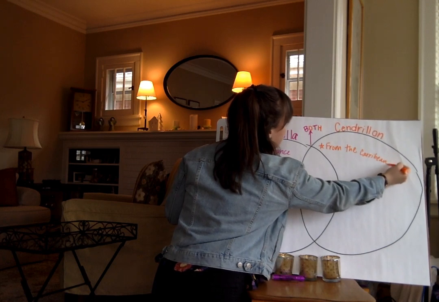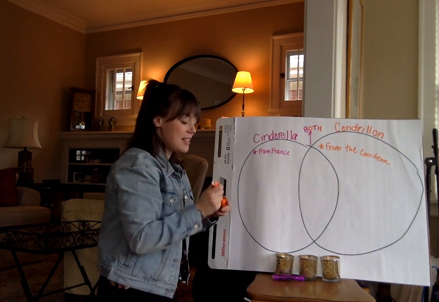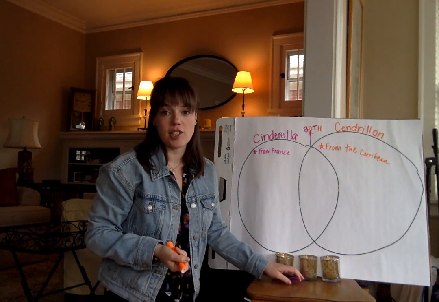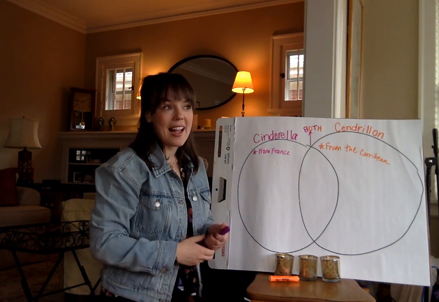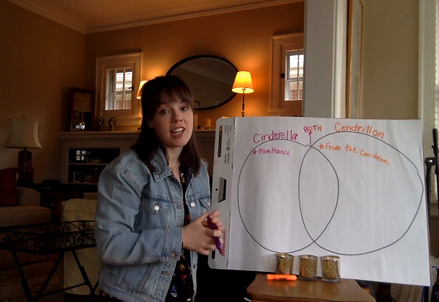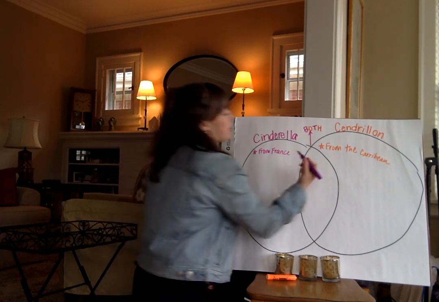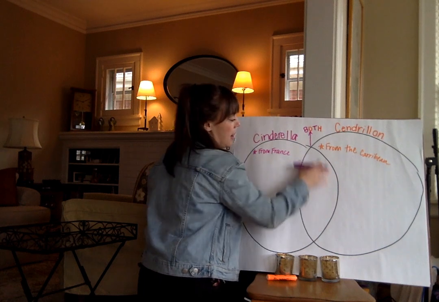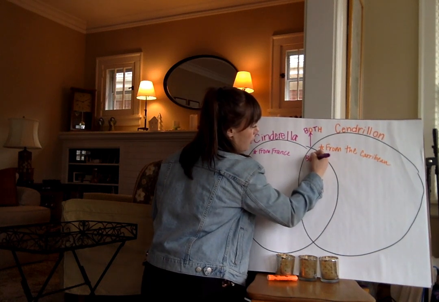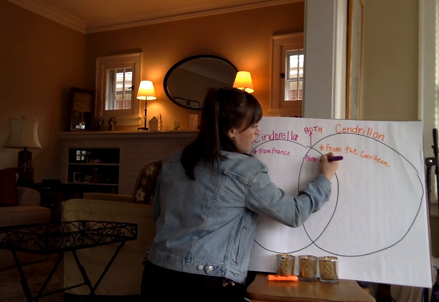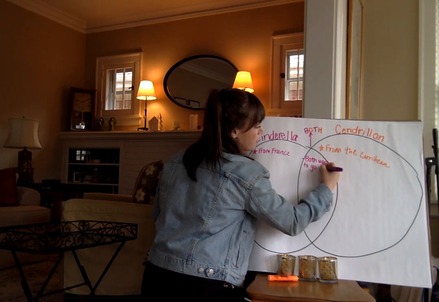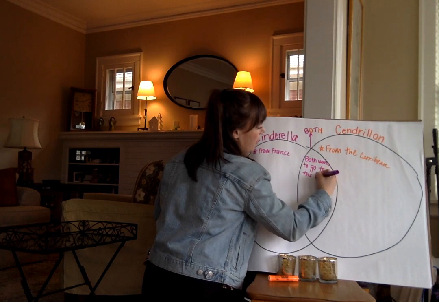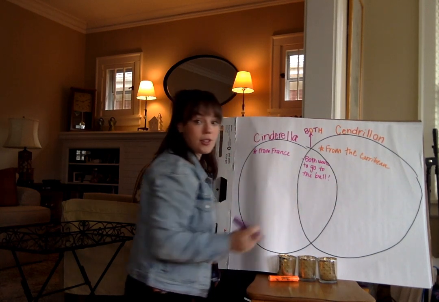And then, just to get us started, let's think about one thing that's the same about both of these characters. I know that both of these characters want to go to the ball, and they have some help from a fairy godmother type character. So I'm right in the middle, I might write both want to go to the ball. So now it's your turn.